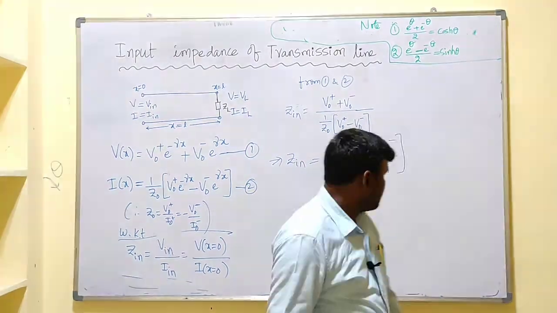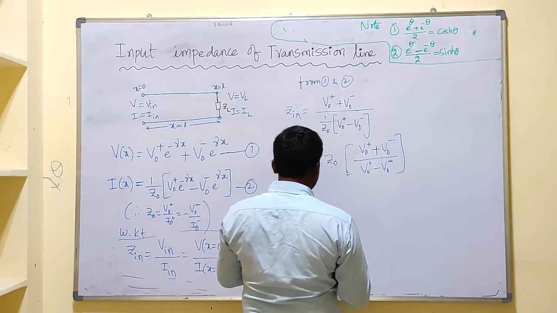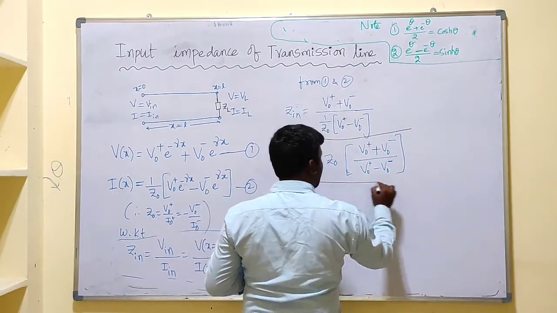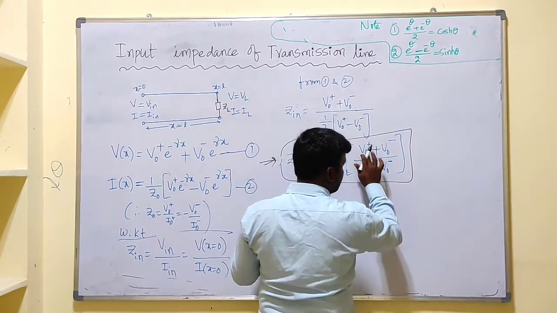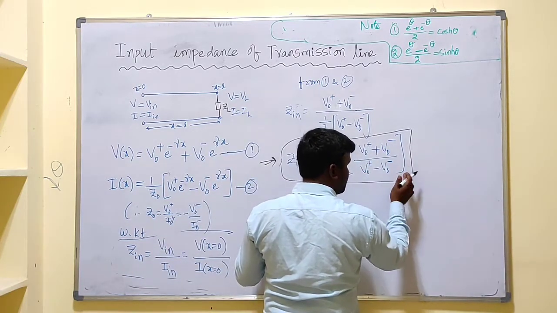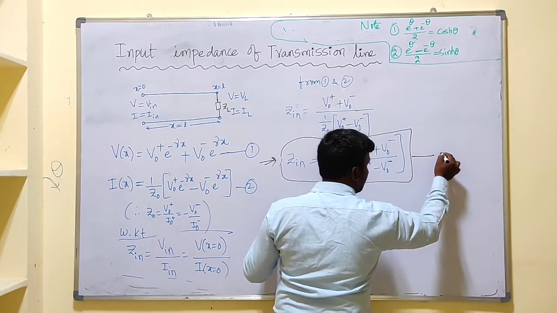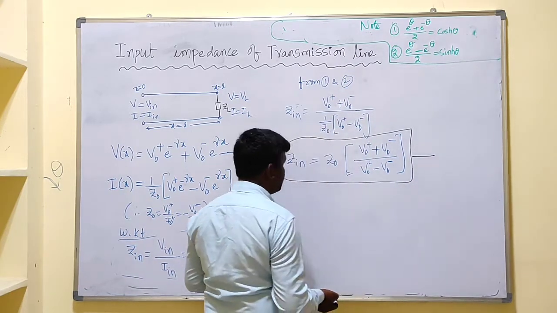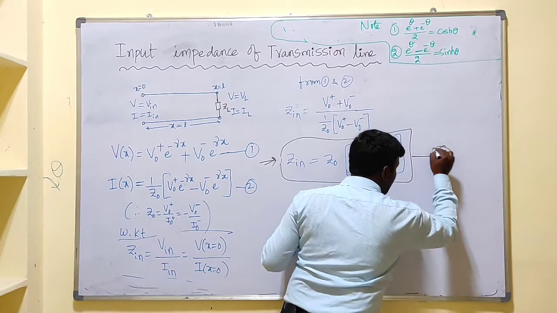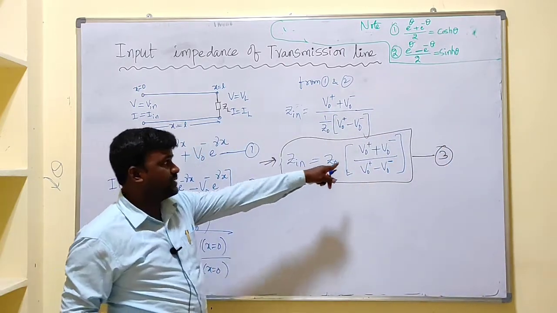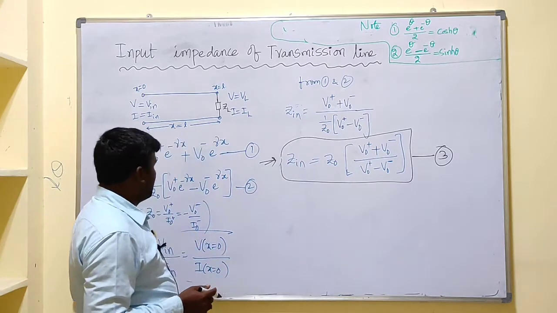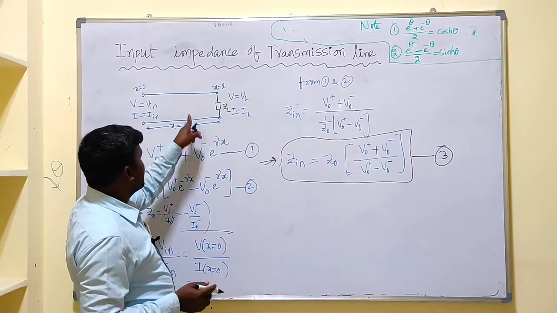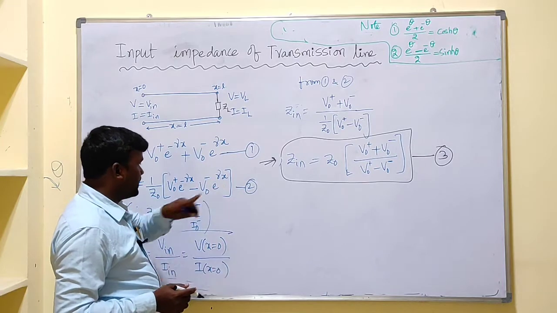Okay, so that means in order to get this Zin, we require what? Expressions for V naught plus and V naught minus. We need to find V naught plus and V naught minus, V naught plus + V naught minus, V naught plus - V naught minus. For that, let us substitute x equal to L in equations 1 and 2.